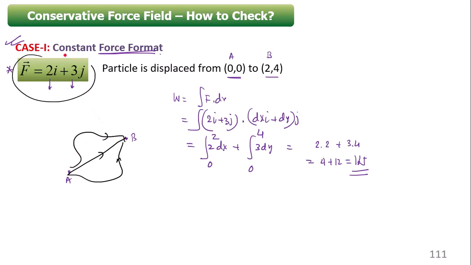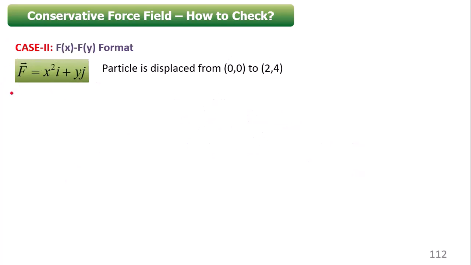So this is the constant force format, and the second is the fxfy format. What is the fxfy format? It means some component of x should be with the i part and some component of y should be with the j part. That means x and y components are written separately. Whatever the value, it can be written, like x cube plus 3x square in i, so only the x part is there, then only y, so y square minus 3y. That is also a type of format.